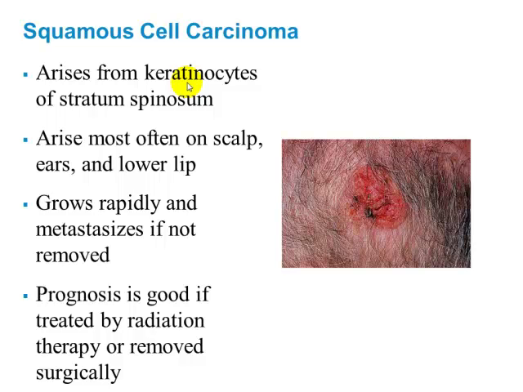This often occurs in the regions of the head, the scalp, the ears, the lip. This can grow rapidly, so this is obviously on someone's scalp. If you take a look here, you can see this is on someone's scalp. This can grow rapidly, and it can become metastatic. However, this does respond to both surgical removal, if caught early enough, and radiation.